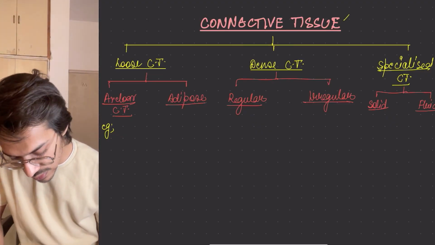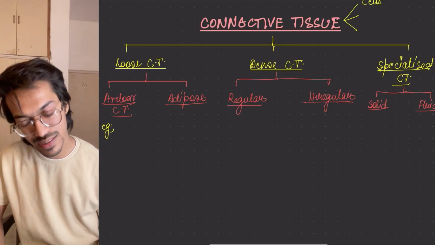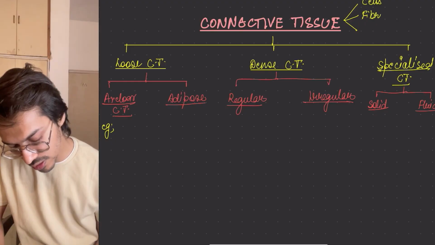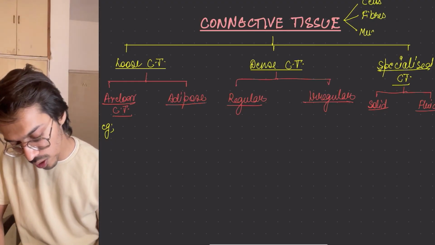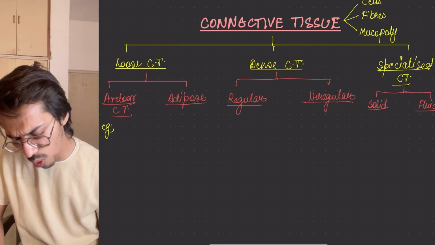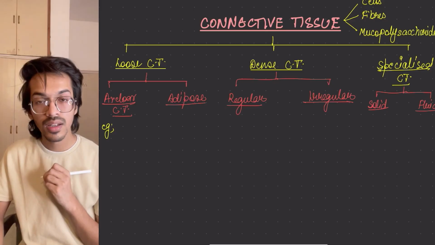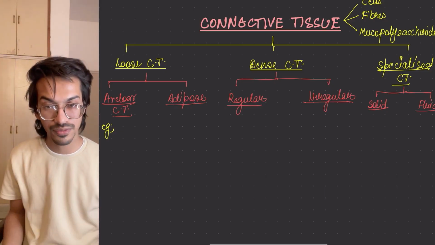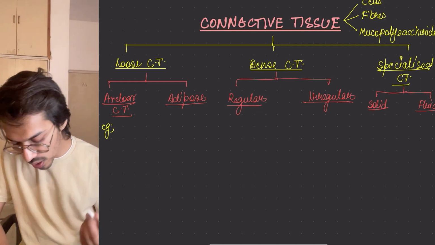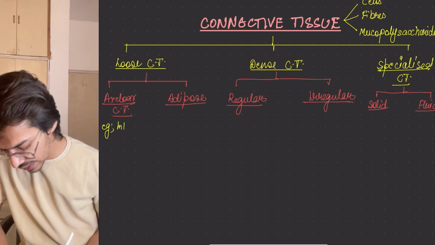So what are the three things? It is made up of three things. First, it has cells. Second, it has fibers. And the last one is the mucopolysaccharides, different types of modified polysaccharides. So these three things will be present in them. In the areolar connective tissue, it is connecting the organs in between interstitial fluid. So we can call it interstitial fluid.